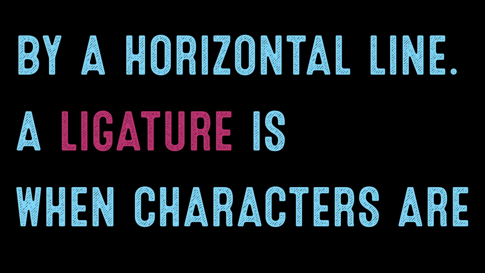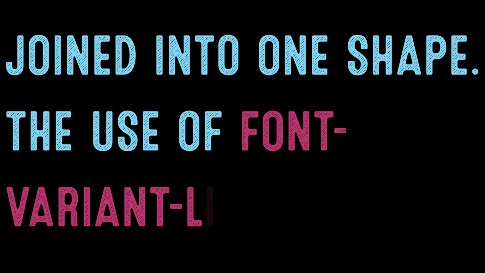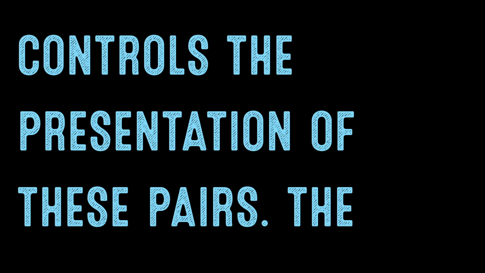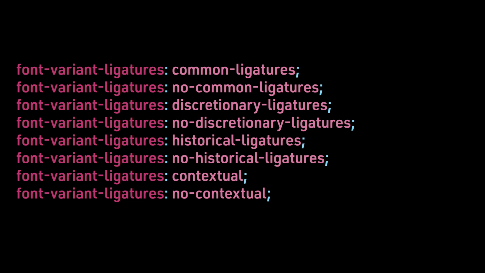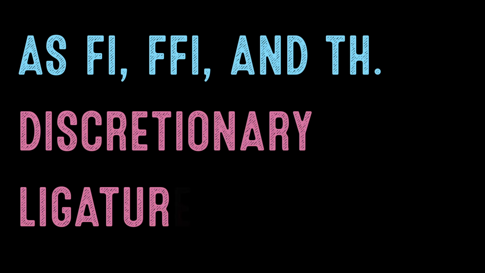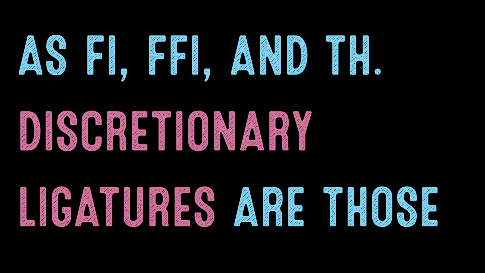A ligature is when characters are joined into one shape. The use of font-variant-ligatures controls the presentation of these pairs. The possible values are common-ligatures, no-common-ligatures, discretionary-ligatures, no-discretionary-ligatures, historical-ligatures, no-historical-ligatures, contextual, and no-contextual. Common ligatures include character combinations such as FI, FFI, and TH.